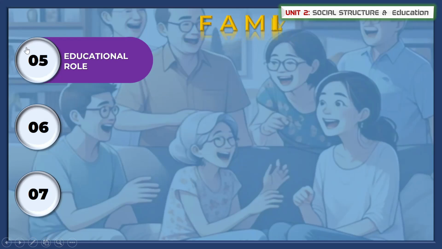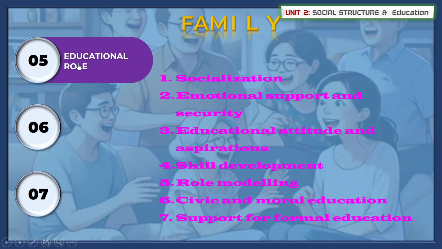Families support formal education by creating a conducive environment for learning, helping with the homework, providing resources, and encouraging academic pursuits. Additionally, families teach practical life skills such as cooking, budgeting, and problem solving, which are essential for independence. Let us list out some of the educational roles of families.